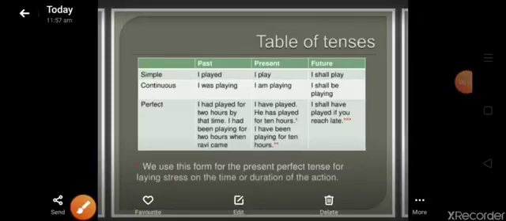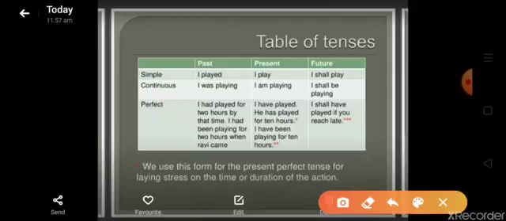Let's revise what we have learned today. Today we have learned about tenses: simple present tense and simple past tense. And after that, we have learned present continuous tense and past continuous tense. And after that, we have solved an exercise based on nouns and pronouns. So, complete it in your grammar book and learn it. Okay, bye.